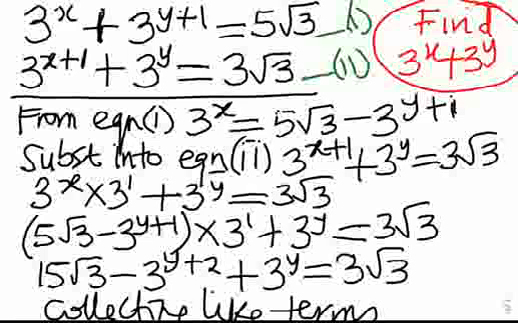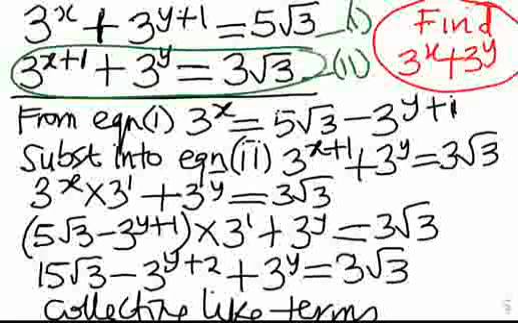Taking equation 1, I am making 3 raised to power x the subject of the formula. If you make this the subject of the formula, then you have to cross this to the right hand side. That will make it 5 root 3 minus 3 raised to power y plus 1, as you can see from here. Then after making 3 raised to power x the subject of the formula, I have to substitute it into this equation 2.